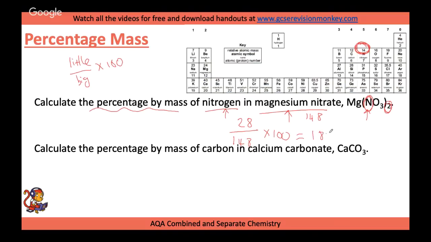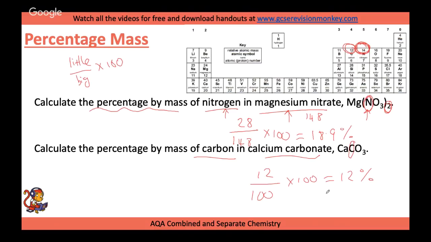and that will give us 18.9%. If we do a similar thing by here, this says calculate the percentage by mass of carbon in calcium carbonate. So we want the carbon, and there's just one of those, and that has a mass of 12, divided by the relative formula mass that we've just worked out on the previous slide, which was 100, times 100 will give us 12%.